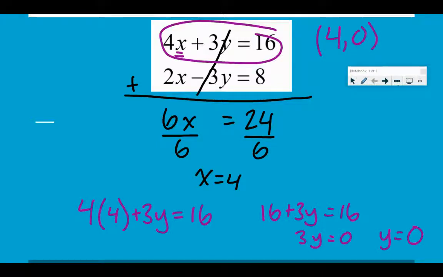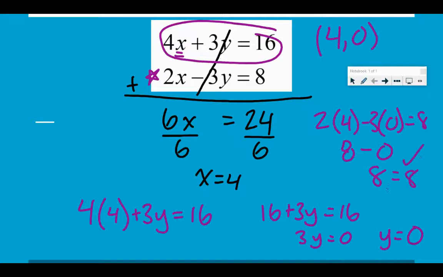Make sure you write it as an ordered pair. And if you wanted to double check your answer, we can plug it into this other equation and make sure it's true. 2 times x, but x is 4, minus 3 times y, but y is 0. Hopefully this equals 8. 2 times 4 is 8. 3 times 0 is 0. And 8 minus 0 is 8. So again, our final answer is 4, 0.